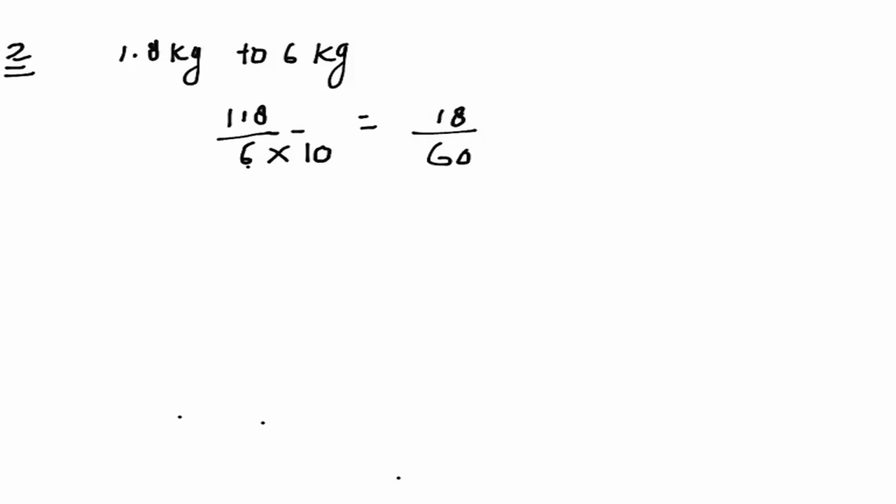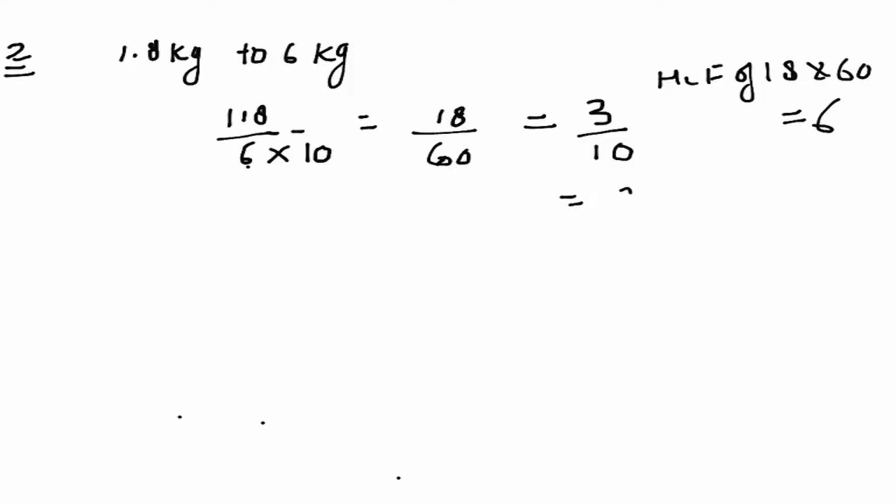Now we have to find the HCF of 18 and 60. The HCF of 18 and 60 clearly will be 6. So we will divide 18 and 60 by 6. 18 divided by 6 gives 3, and 60 divided by 6 gives 10. So the ratio of these two given quantities is 3:10.